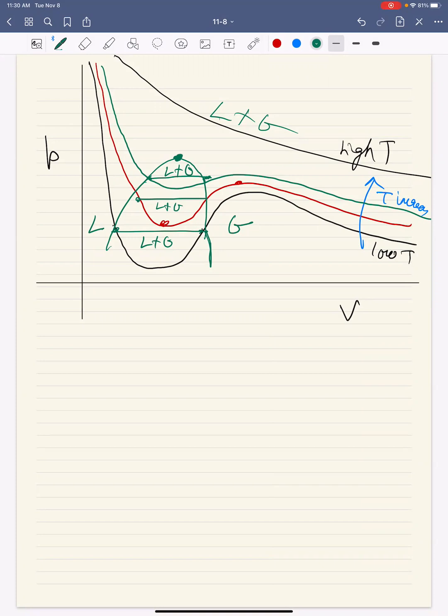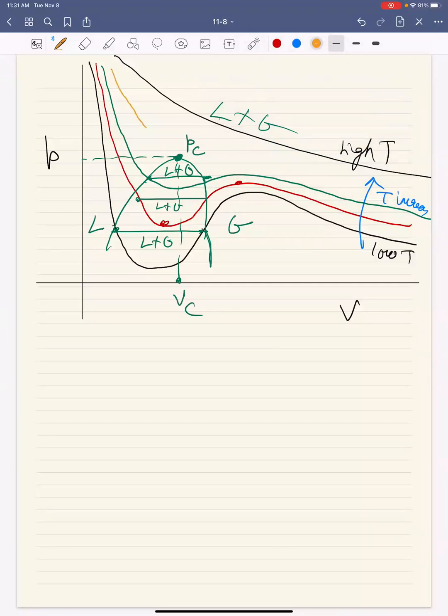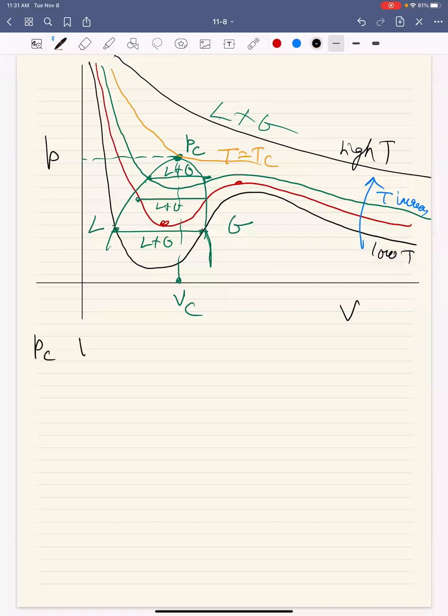So this point over here, the value of pressure, PC, and the value of volume, VC, and the temperature at which it happened, right? Because this thing itself will correspond to some isotherm, right? That isotherm, T is equal to TC. So together, PC, VC, TC characterize the critical point.